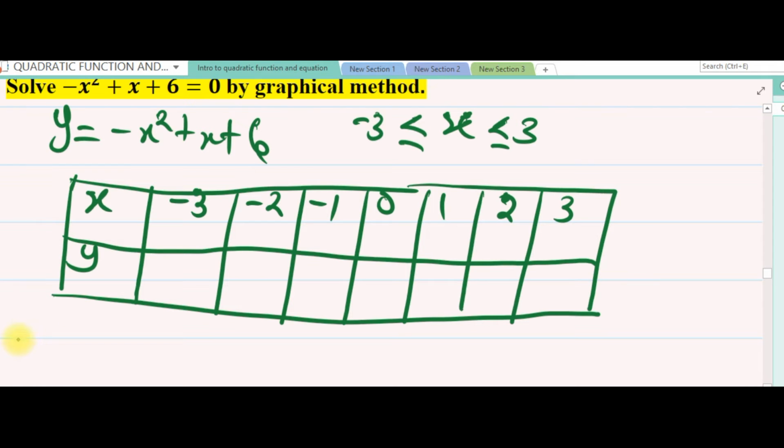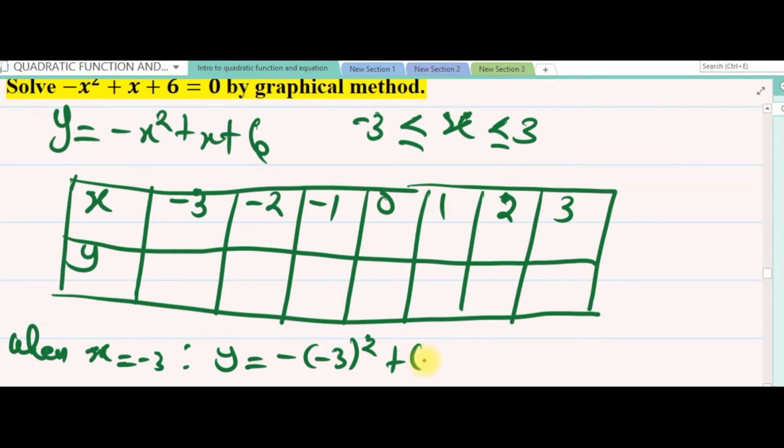Let's start with minus 3. When x is minus 3, y is now minus (minus 3) squared plus minus 3 plus 6. Remember to use your bracket well. Minus 3 squared is 9, so minus 9. This is minus 3. So minus 9 minus 3 is minus 12. Minus 12 plus 6 is minus 6. So y here is minus 6.